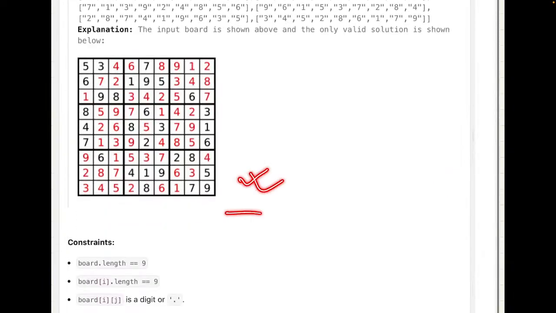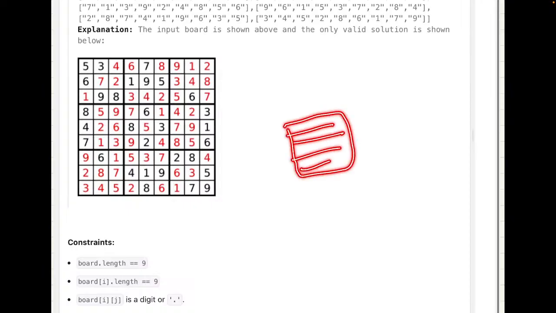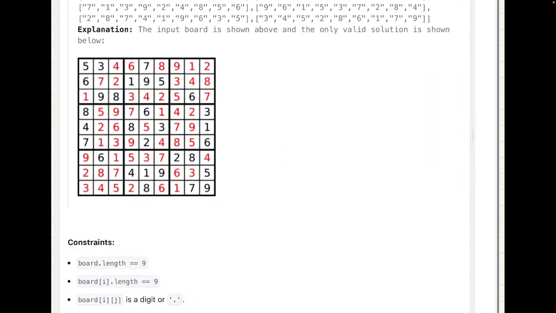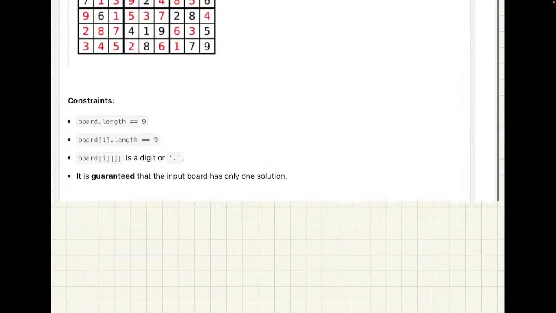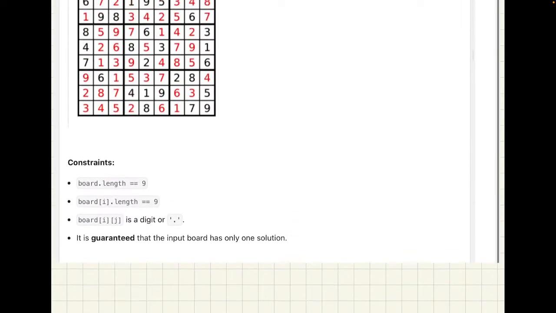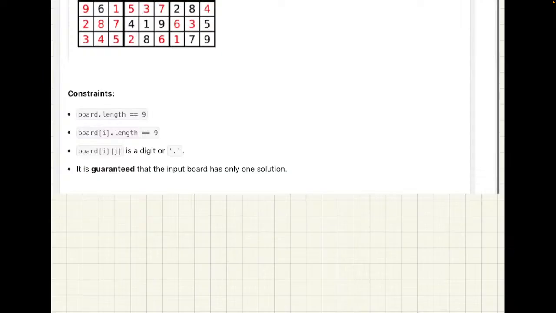So the question is clear to me. We have been given a Sudoku board configuration, and we have to solve it and return the correct solution. Okay, so this is the problem statement which we have to solve. So let's go to constraints.